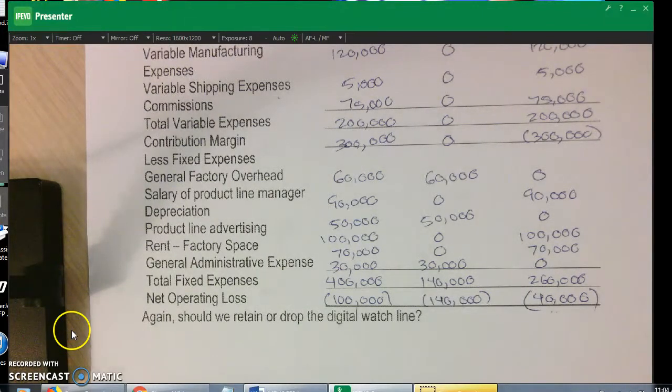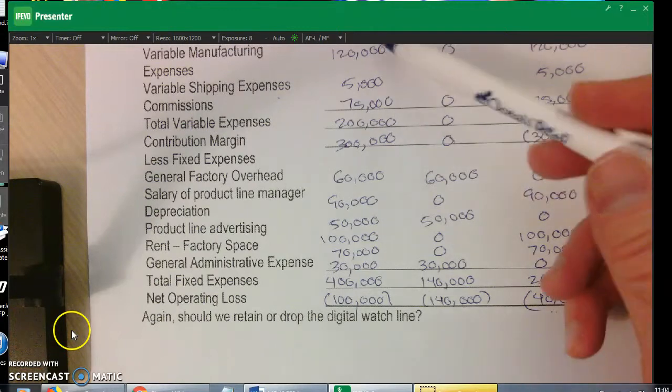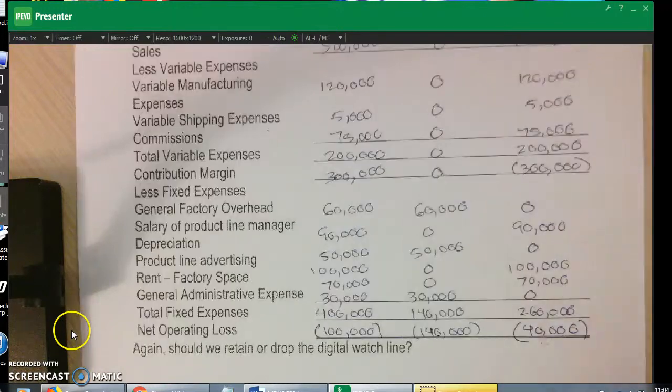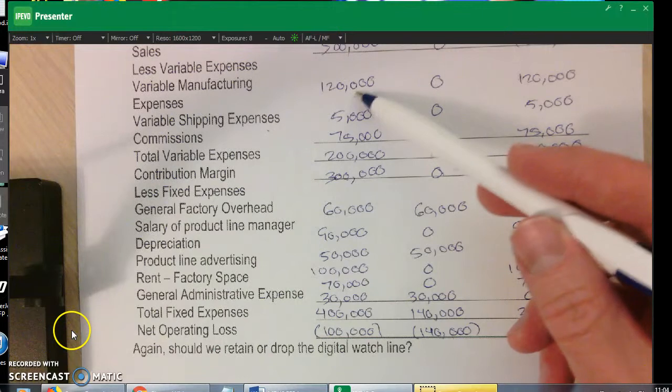So keep the line. And of course, you don't want to lose the money in perpetuity, so you would want to do some things maybe over here to improve the profitability of the line. Some of the things that I think about, you might want to target maybe getting a new manufacturer. Okay.